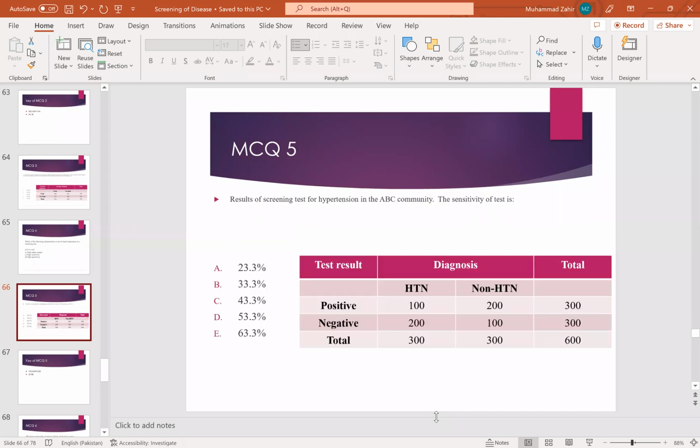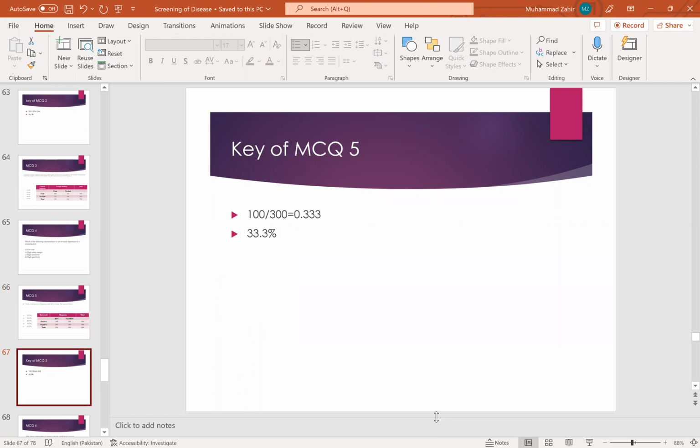Results of screening test for hypertension in ABC community. The sensitivity of the test is, what would be the answer? Any guesses? B. Absolutely right, B. This is 100 over 300, true positive and total.